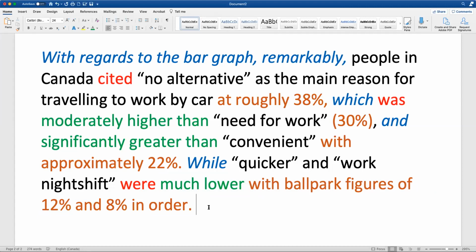Ballpark figures. What does it mean? Students that have been here? What does ballpark mean? With a package, with together.